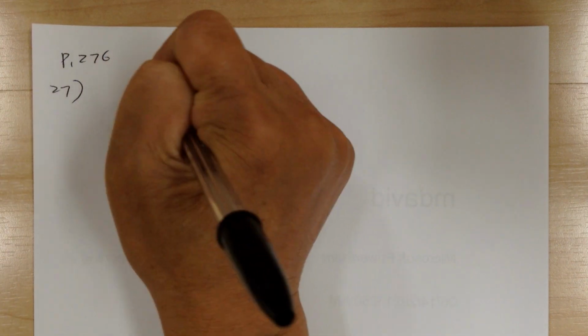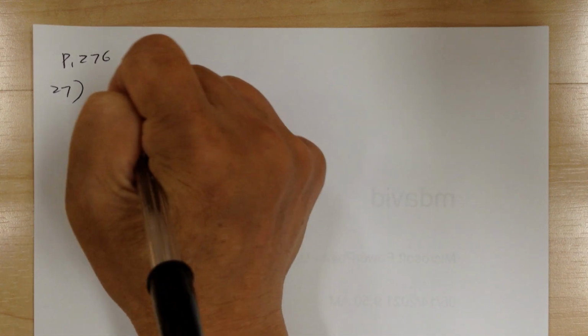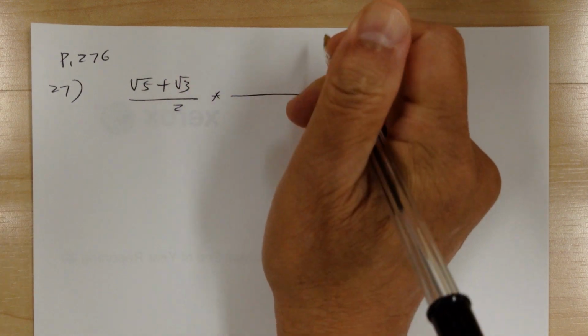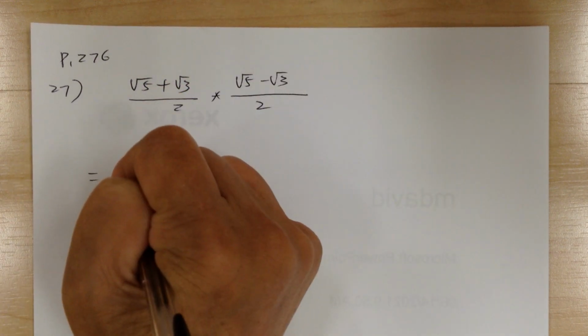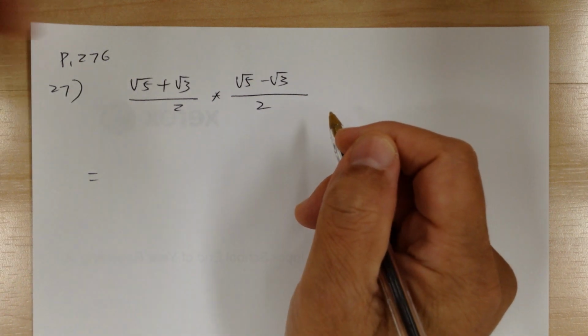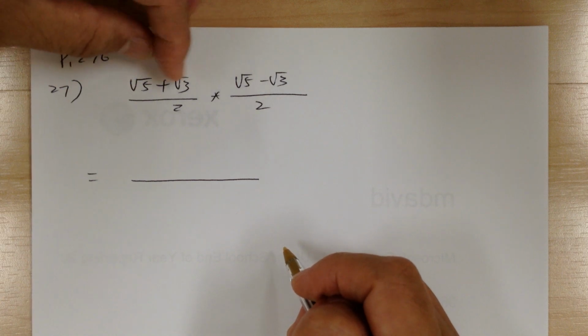And you have square root of 5 plus square root of 3 over 2, times square root of 5 minus square root of 3 over 2. So again, that's going to multiply, so get a fraction ready. And again, these are conjugates.